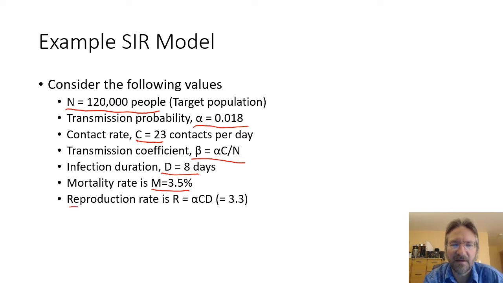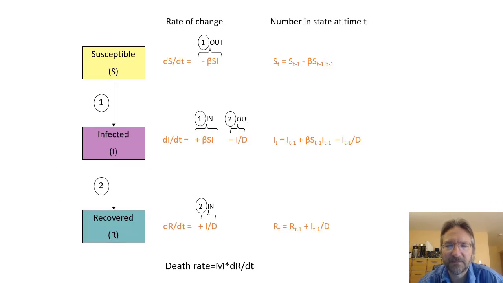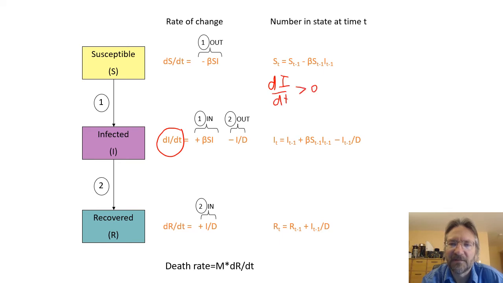And then there's another important number, which is the reproduction rate, R, which is equal to alpha C times D. To better understand why that is, I'm going to go back to the previous slide, where I'm going to look at this di over dt. So let's take the first case, where di over dt is positive. In this case, that means that the number of infected people is going to increase over time.